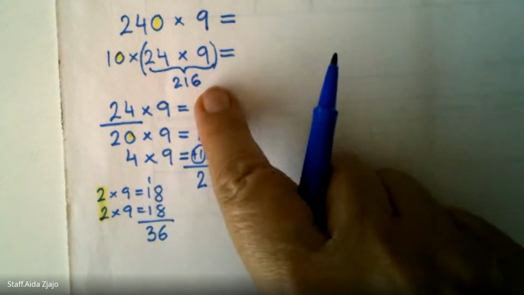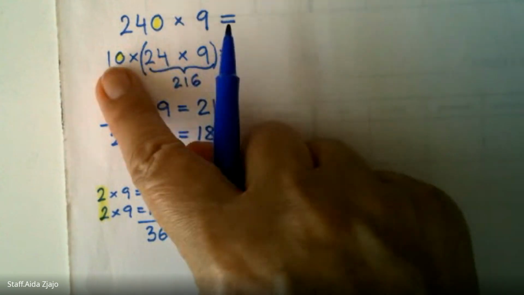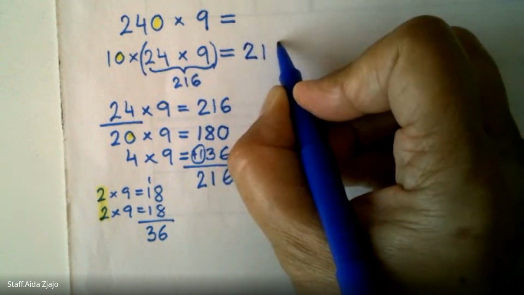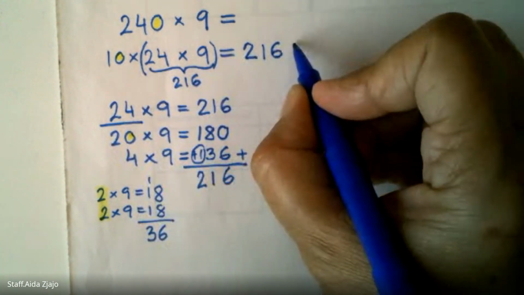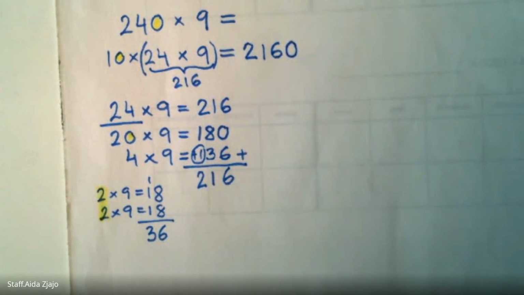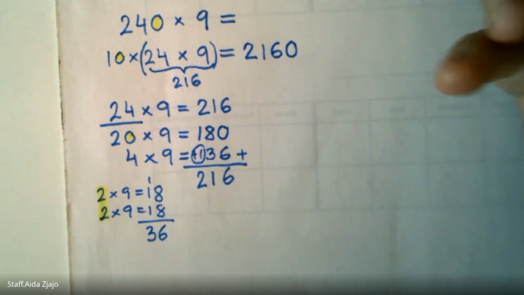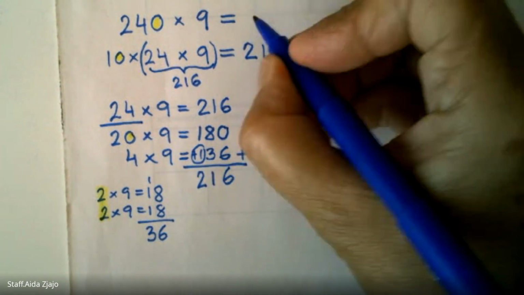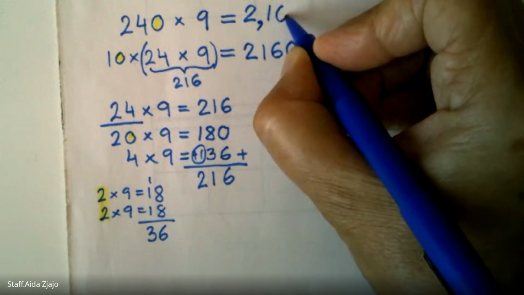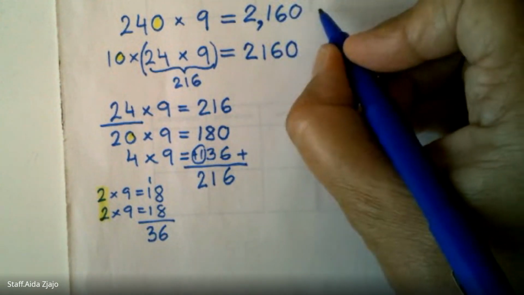So now thinking, 216 times 10 is 2,160. I gain a 0 from 10 times greater, the number gains a 0. So the final answer becomes 2,160 eggs.